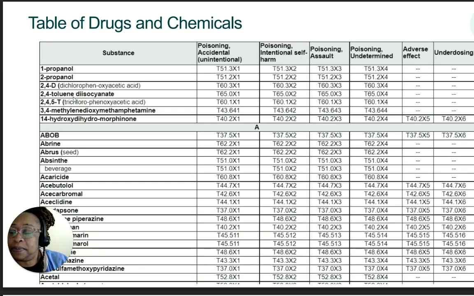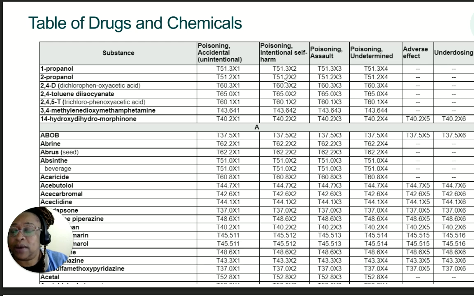The next tabular we have is the drugs and chemicals. So anytime it relates to poisoning, accident, poisoning and intentional harm, poisoning and assaults, undetermined, adverse, that is anytime you take any type of medicines or any type of chemicals that cause an effect, that's an adverse effect. Underdosing and overdosing.